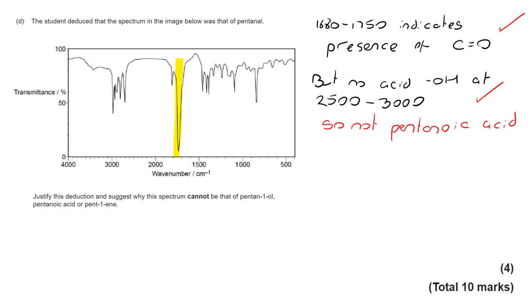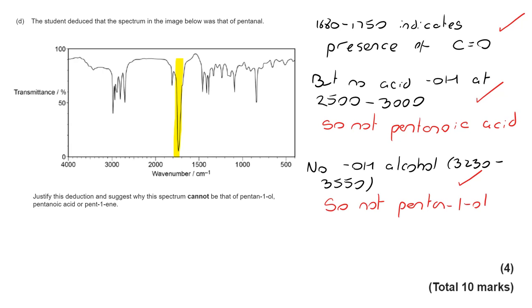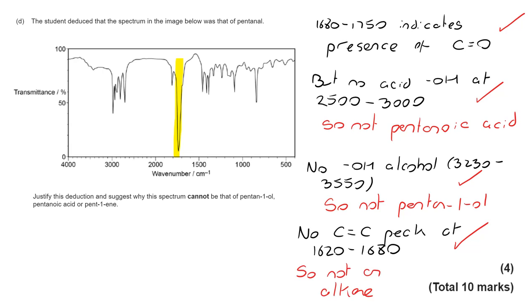Now, looking back at whether it's an alcohol or not, we've also not got an OH peak at 3230 to 3550. Any OH peak, whether it's acid or alcohol, is a very broad peak on the left-hand side and really stands out. So you would recognise it. But we know that it's not pentan-1-ol. And finally, if it were an alkene, there would be a peak at 1620 to 1680 for the C=C double bond. It isn't there, and therefore we know it's not pent-1-ene. It's not an alkene. A question like this really works better if you're systematic in going through step by step disproving each one.